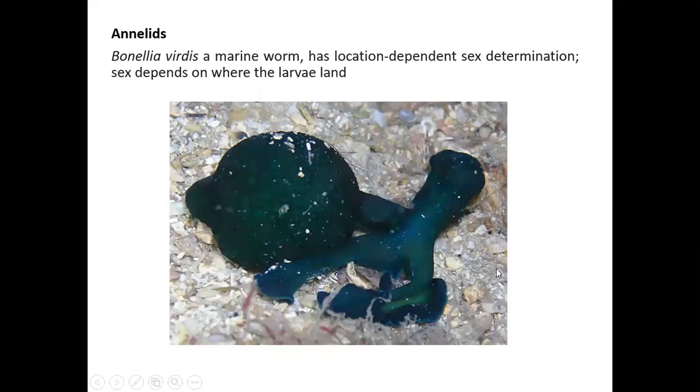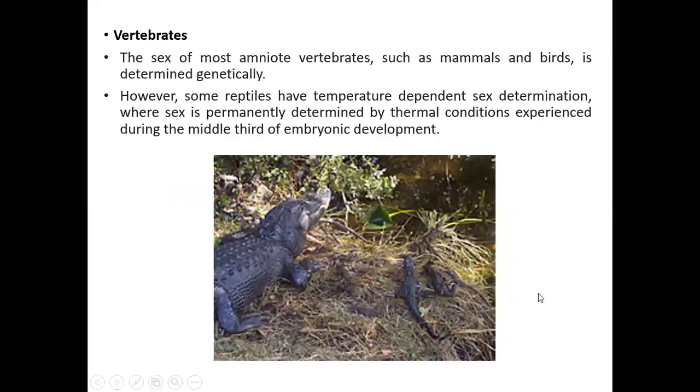And in the case of annelids, one of the best examples is Bonellia viridis. This we are seeing in detail later in this session only. It is a marine worm that has location dependent sex determination. So the sex depends especially on where the larva lands. We'll see it in this session later.